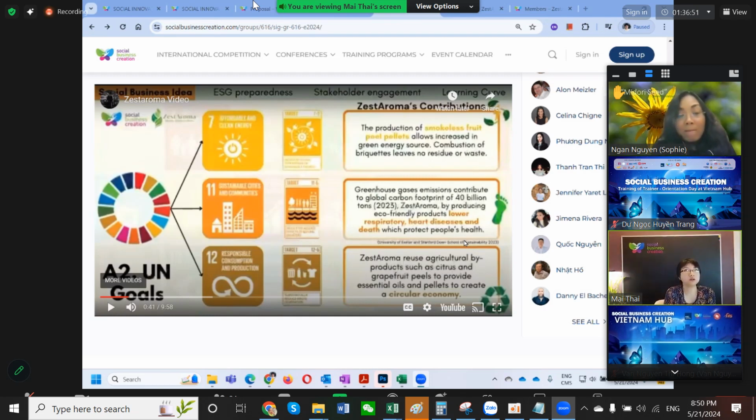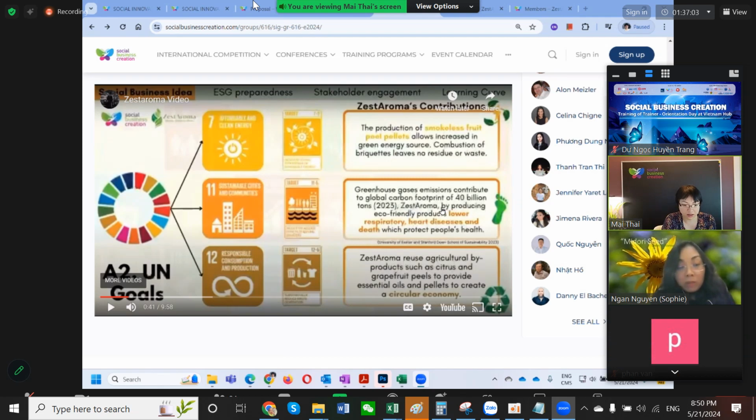First of all, look at what the product can do. If I believe in the pitch here of round one, what the product can do here is that it is good combustion without residual or waste. It is a product that can protect people's health by lowering the respiratory and heart disease and death. And then it promotes circular economy. So you will discover your customer that cares about at least one of these things.